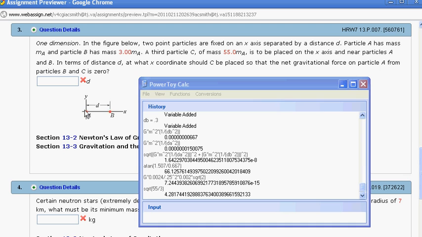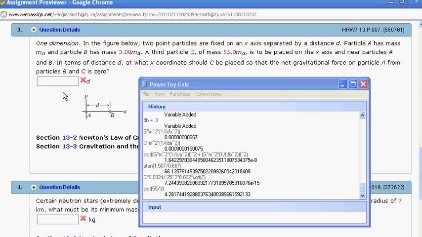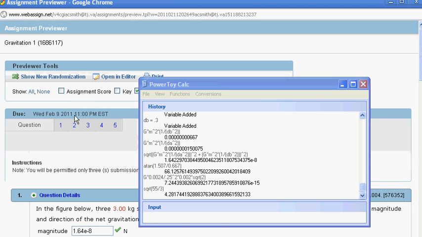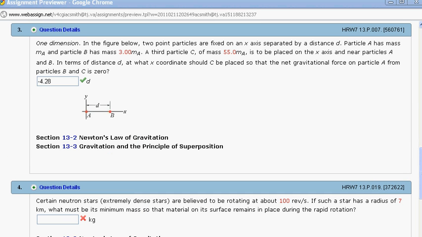In this case, what x coordinate are we looking for? Well, x goes positive that way, and we're going to go negative over here, so that should be negative 4.28. Let's see if that is right. 4.28. And that's 2, and there it is. Got it. So that's how you do problem 3.